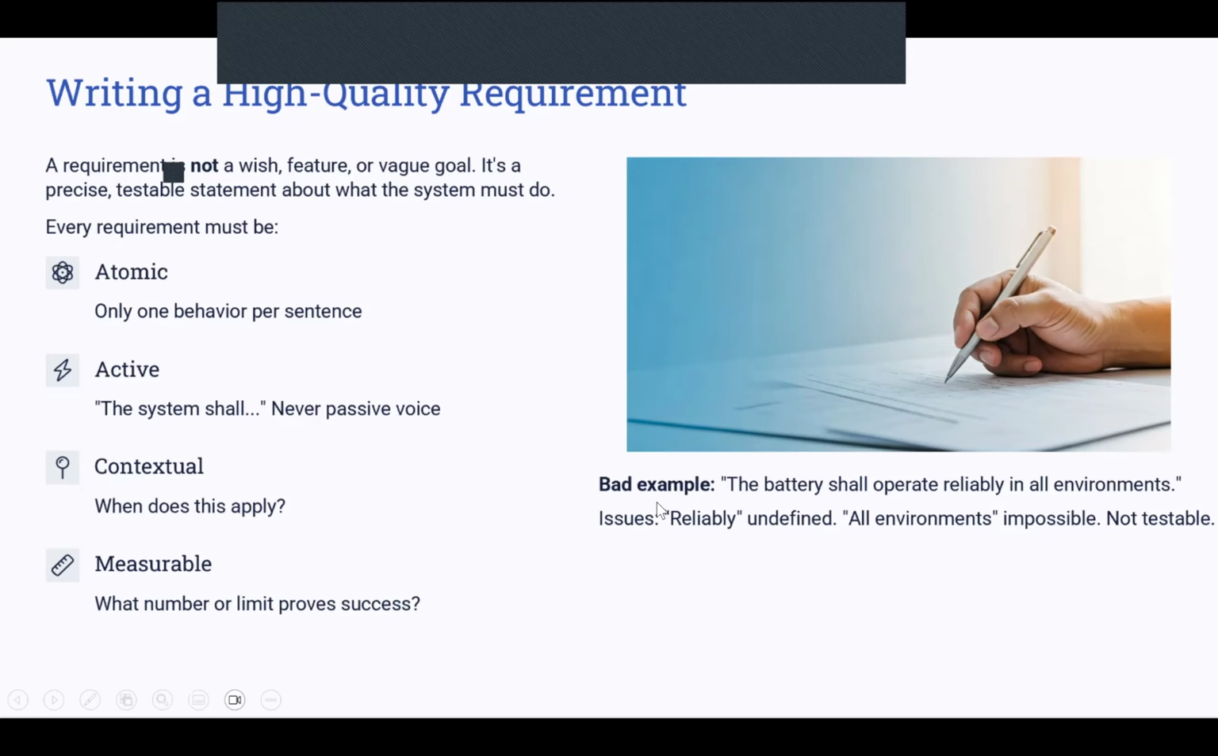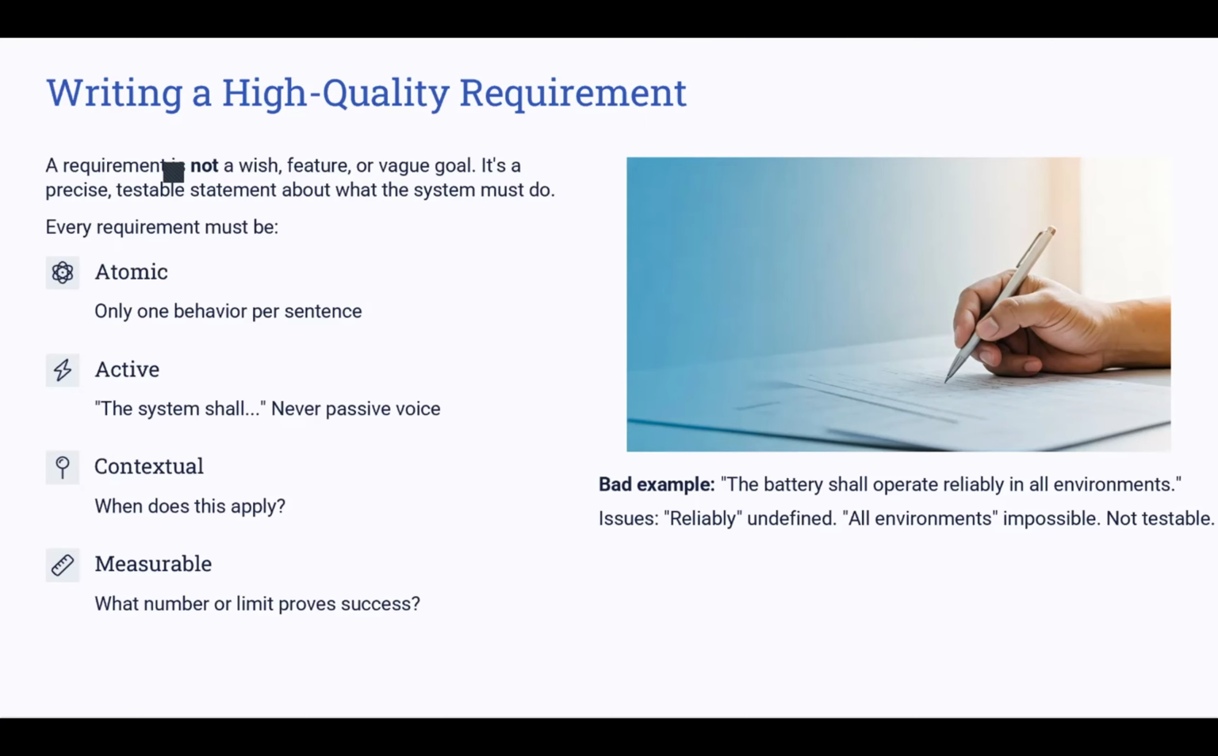A bad example would be: the battery shall operate reliably in all environments. What's wrong? First, reliably is undefined. How could you test that this system is reliable? What is the criteria of accepting and rejecting the reliability? Okay, the phrase all environments is wishful thinking, a dream requirement. It's impossible. We have to specify in what condition the solution can be reliable.